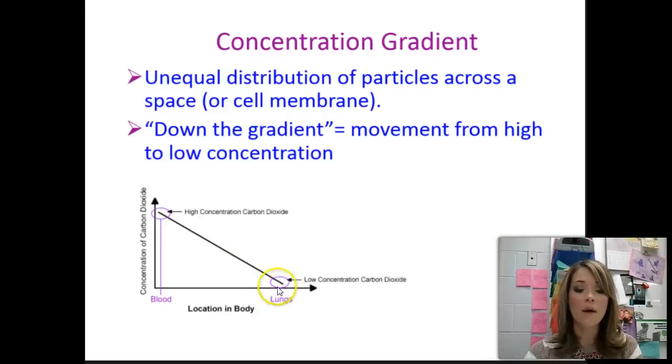And then if it's moving up the concentration gradient, which we'll talk about for active transport, that means it's going from a low concentration to high. So in your body, your blood has a high concentration of carbon dioxide, but your lungs have a low concentration. And so that material is unequally distributed, and it's going to move down the concentration gradient.